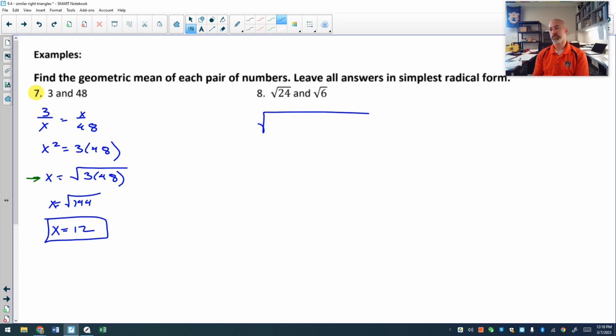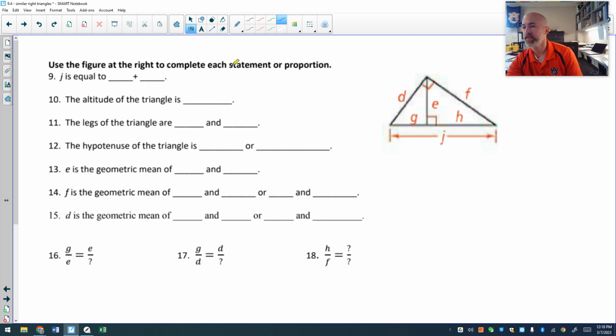I'm not going to finish number 8, but number 8 is the square root. The geometric mean is the square root of the product of the square root of 24 and the square root of 6. So we have a lot of square roots going on there, but that would be your setup for the geometric mean on number 8. And then here we are going back to geometric means and tying it to a right triangle with the altitudes drawn. And so we're just going to answer these real quickly, and they're just going to be generic. We just have letters E, F, G, H, J, and D.